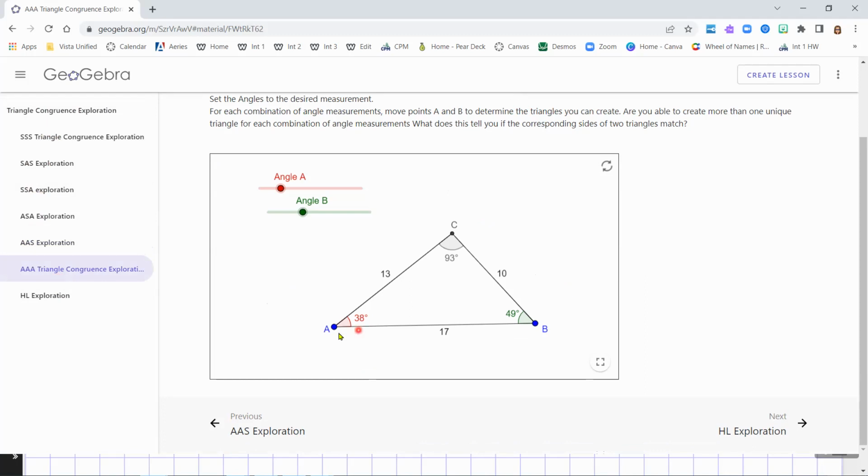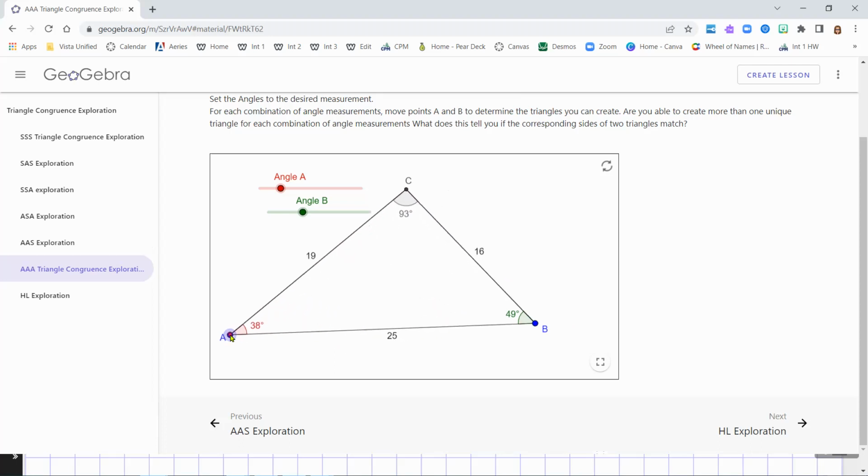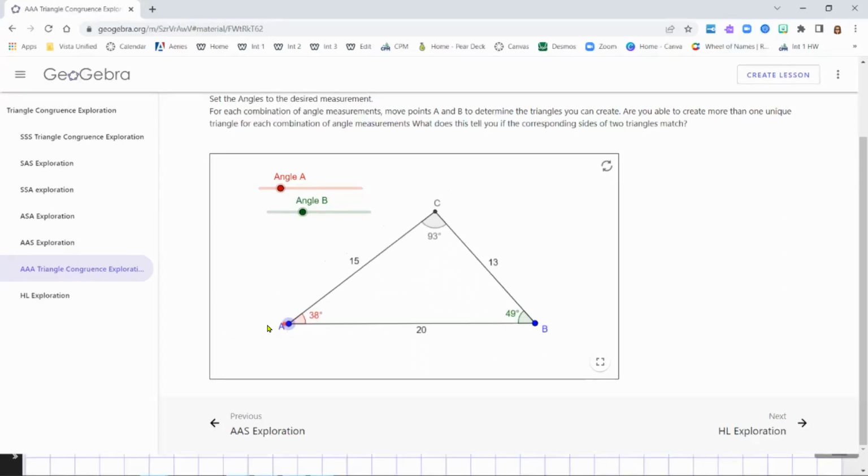So angle, angle, angle, you see I've got three angles, okay? And what happens is as I move this, you see this is 13, this is 10, this is 17. And as I drag out, you see my angles are still staying the same. I still have the 38, the 93, and the 49, but the side lengths are changing. So if I have three angles that are the same in two different triangles, it doesn't mean that they're going to be congruent. They're going to be similar. They're going to be the same shape, but different size.